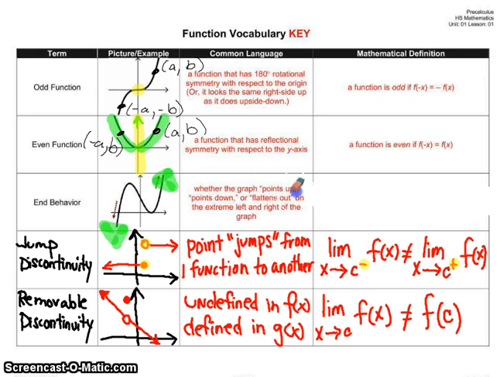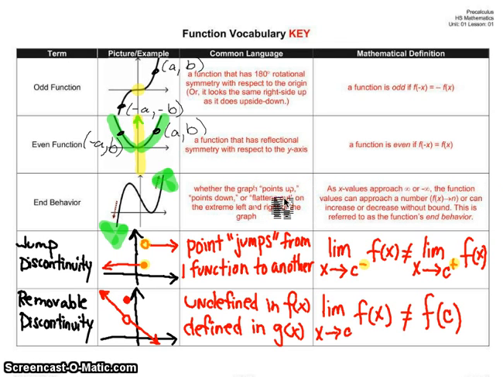So when I'm looking at this, I'm going to be discussing whether the graph is going to point up, point down, or flatten out on either the left or right side of the page. We never worried about putting arrows in the middle of the page, so we're not going to start that now. We're always going to be looking at the very left and the very right-hand side.